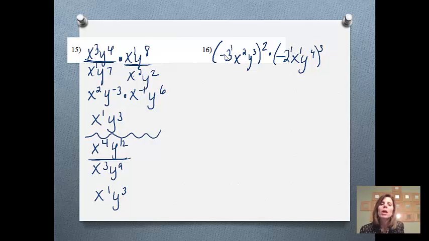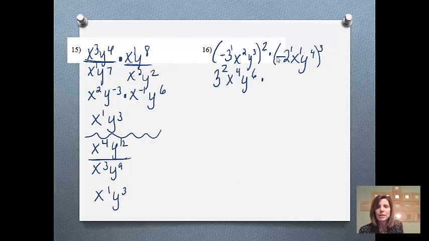Sorry about that. Okay, first of all, I need to think about this. A negative raised to an even power is going to be a positive answer. So this is just going to be positive 3 to the 2nd because 1 times 2 is 2. We'll get x to the 4, y to the 6th. I just multiplied the exponents, and then times.